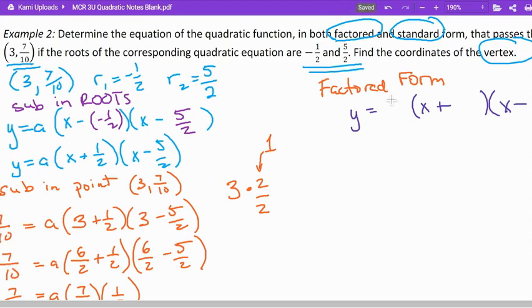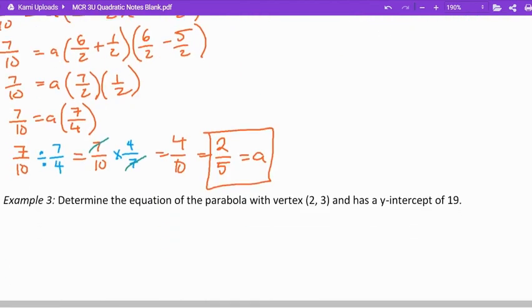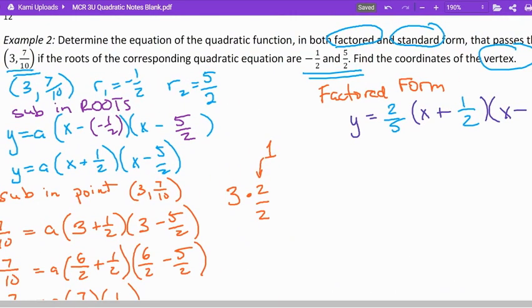Okay, what do I have? I've got 2 over 5. I've got 1/2, and I got 5 over 2. Yeah, we had to work a bit harder for this one.